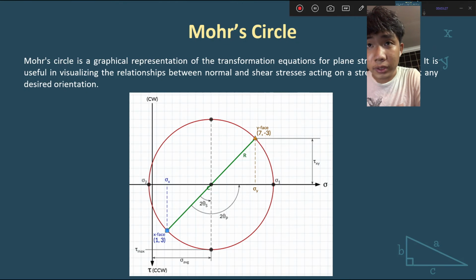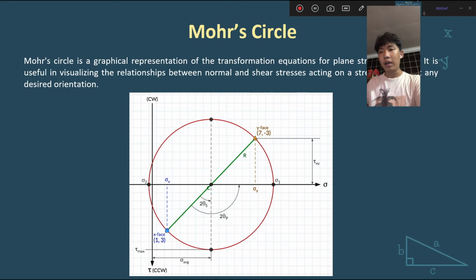Moving on is the Mohr circle. The Mohr circle is a graphical representation of the transformation equations for plane stress problems. It is useful for visualizing the relationship between normal and shear stresses acting on a stress element at any desired orientation. The picture below is an example of a Mohr circle.